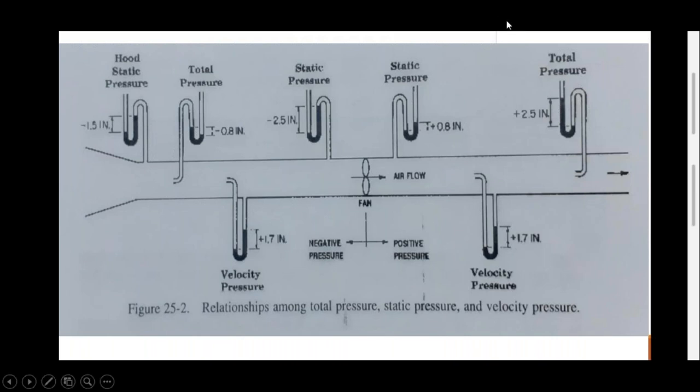And here, after the fan, when we come towards the upstream side, the pressures are positive. We will put the tube and manometer like the previous arrangement, but we will achieve the static pressure and the total pressure as positive.